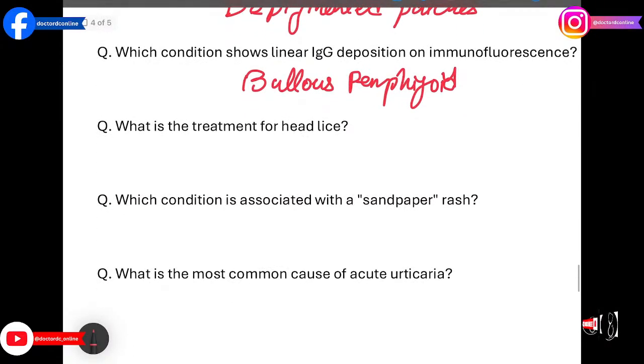What is the treatment for head lice? Permethrin shampoo. This neurotoxic agent kills lice when applied to the scalp.